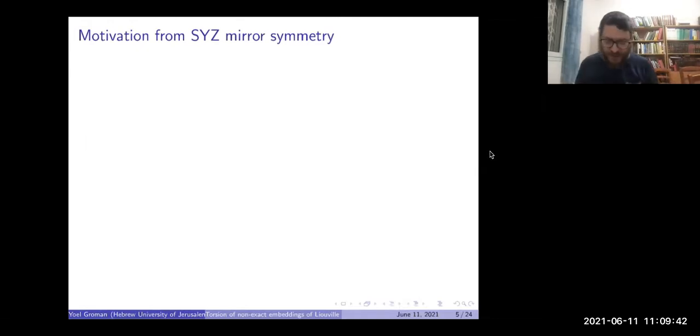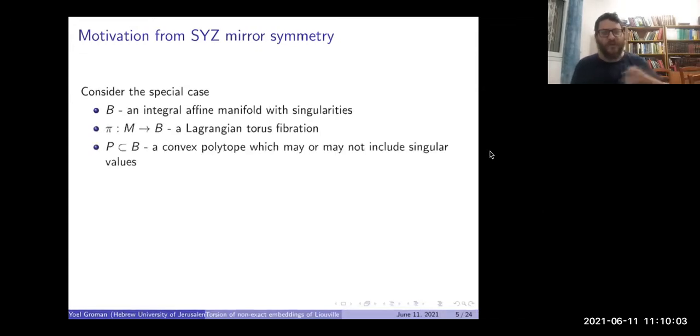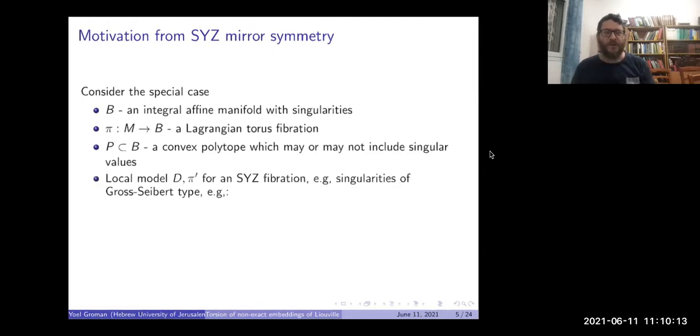So the motivation comes from SYZ mirror symmetry. This is the thing I have in the back of my mind when I think about these things. So we consider this special case where you start with some integral affine manifold with singularities. You have a Lagrangian torus fibration, and then you consider some convex polytope in the base, which may or may not include singular values, and you have some kind of local model for an SYZ fibration. If it doesn't contain singular values, then you're considering something which looks like a neighborhood of a Lagrangian torus.